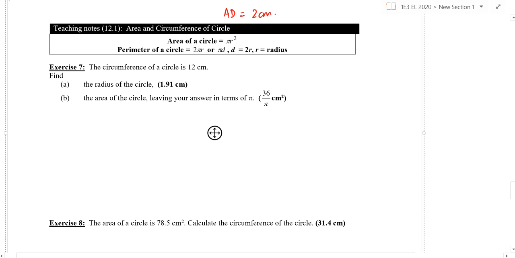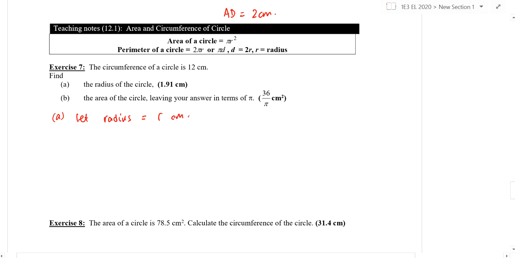Now we've got a few more questions on circles. So we're going to be using the formula for the area of the circle and perimeter for circles. In exercise 7a, the circumference of a circle is given to be 12 centimeters. Find the radius of the circle. So let's begin. Let the radius be r centimeters.